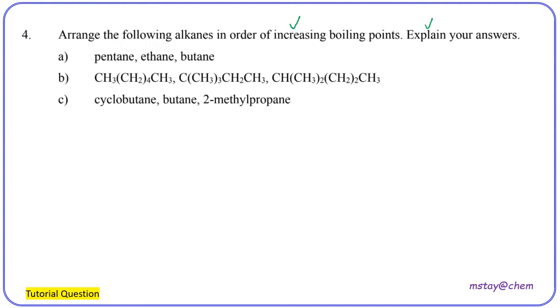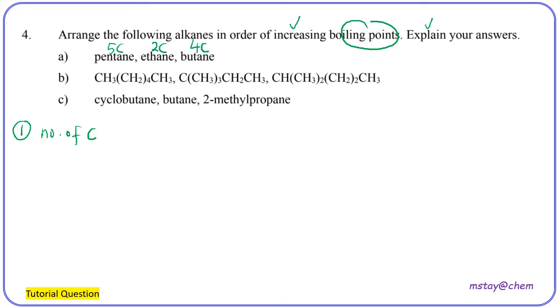As usual, just recall, every time we get a question about the boiling point, the first thing to do is determine the number of carbon for each compound. Pentane 5 carbon, ethane 2 carbon, butane 4 carbon.